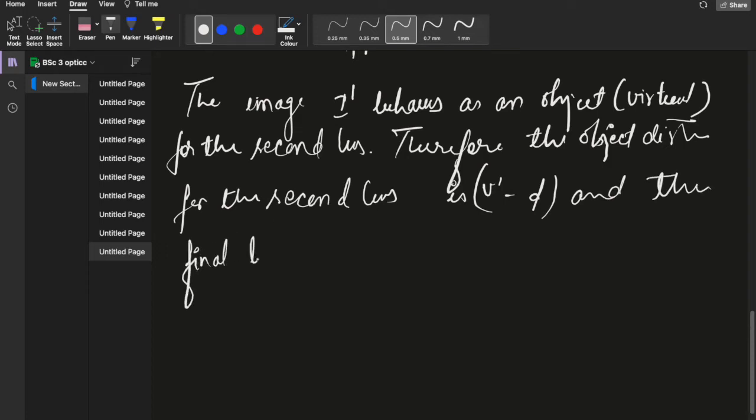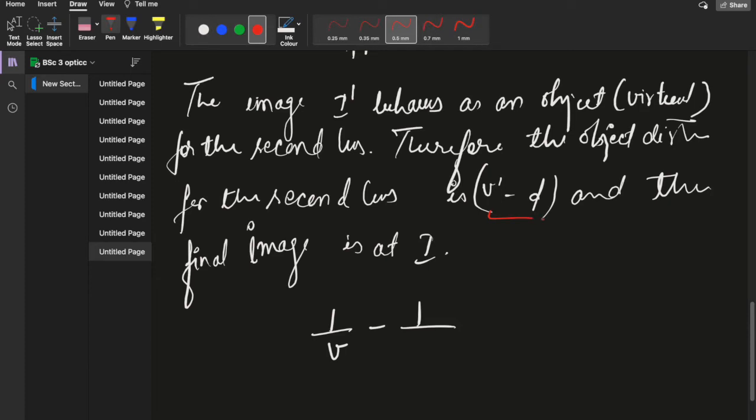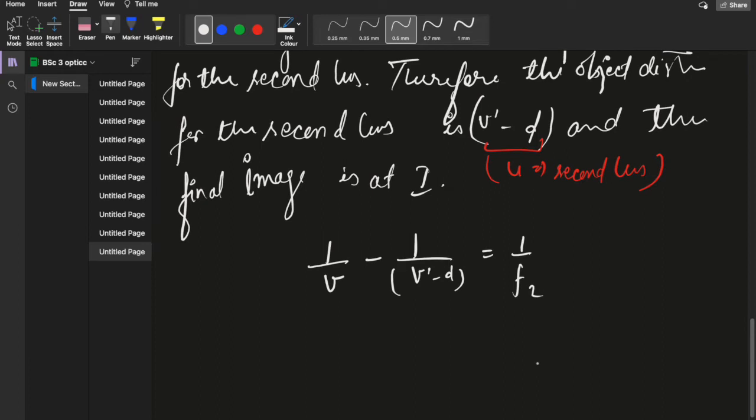The final image is at I. Alright, so we can say the final image is V, and the object is our U. This is our U for the second lens. So we will substitute U as V dash minus D, which equals the focal length for the second lens.